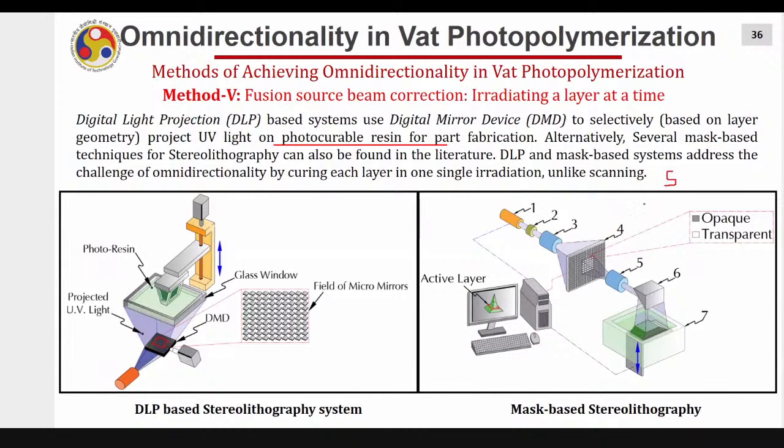What happens? The light is going perpendicular, like in your projectors, right? A conventional projector. Wherever it is required, the light is deflected. Wherever it's not required, the mirror tilts itself in another direction, right? So I'm not going into the detail in this lecture of how it works, but they just make sure that the perpendicular light, which was already coming, is directed or not directed. Fine. So this is called irradiating a layer at a single time instead of scanning it with a single beam.